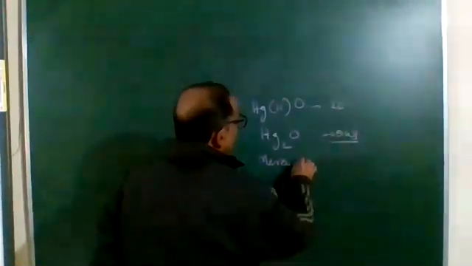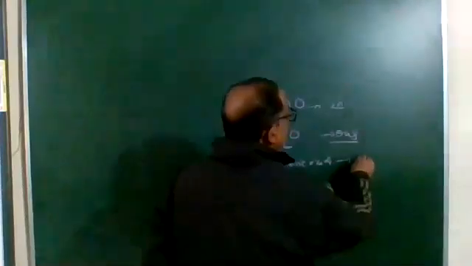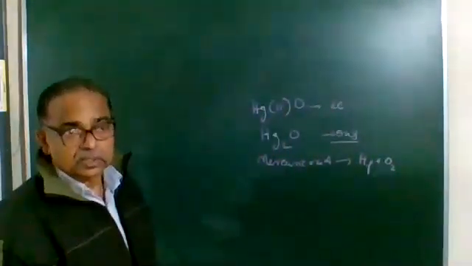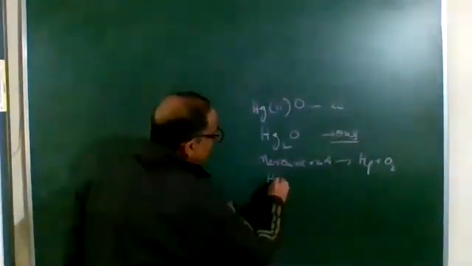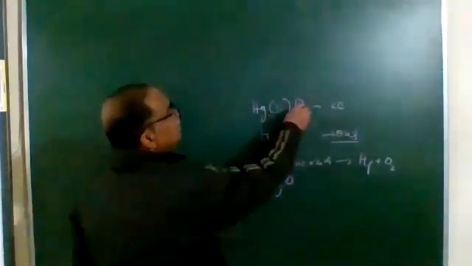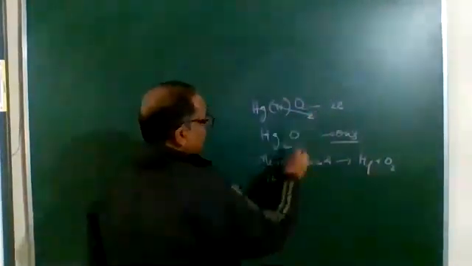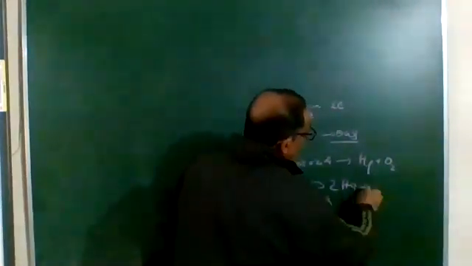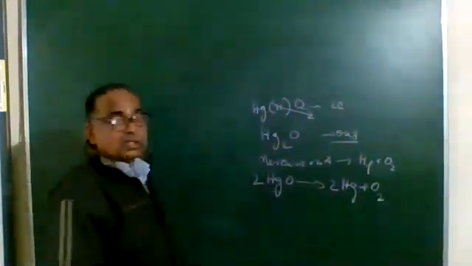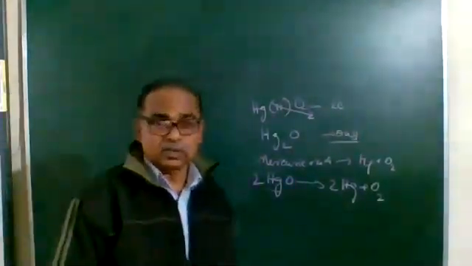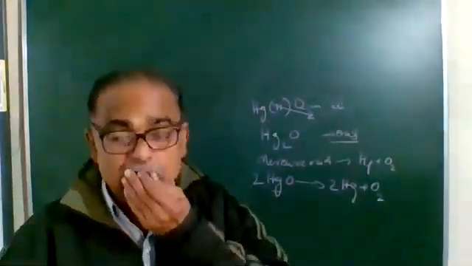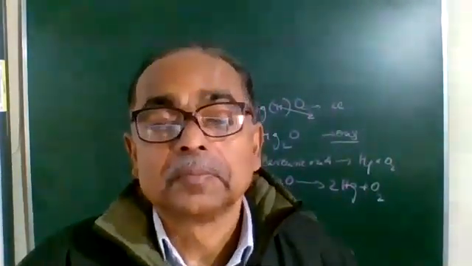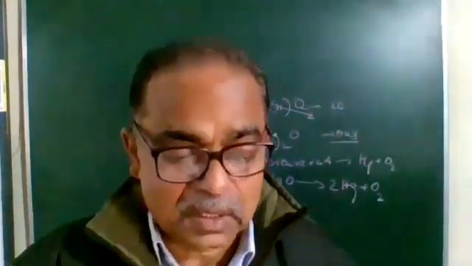So the question is asked: mercuric oxide is heated to produce mercury and oxygen, represent it in the form of a chemical equation. So what is mercuric oxide? It is HgO, in which the oxide valency is 2 and the mercury valency is 2, so they get cancelled. So when it is heated, you will get 2 Hg plus O2. Remember, oxygen is a diatomic molecule. Atomicity of oxygen is 2. You studied in lower classes, what is atomicity? It is the number of atoms present in the molecule of that element. So oxygen exists as a diatomic molecule.